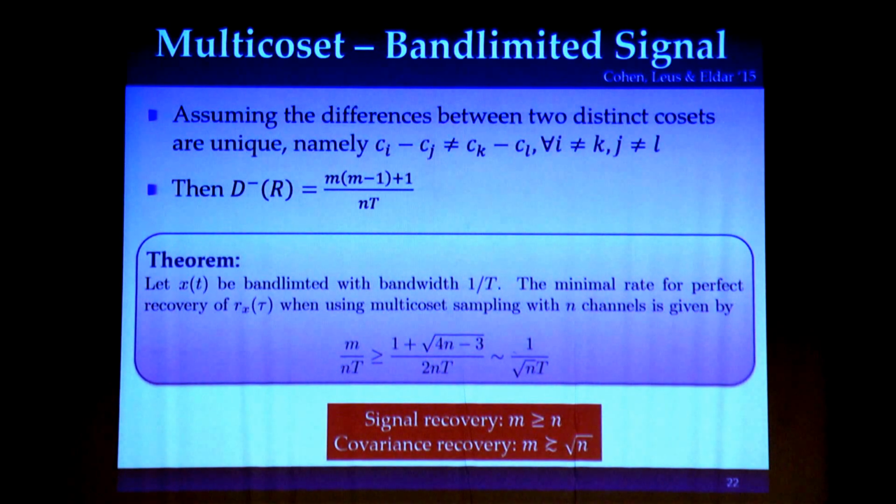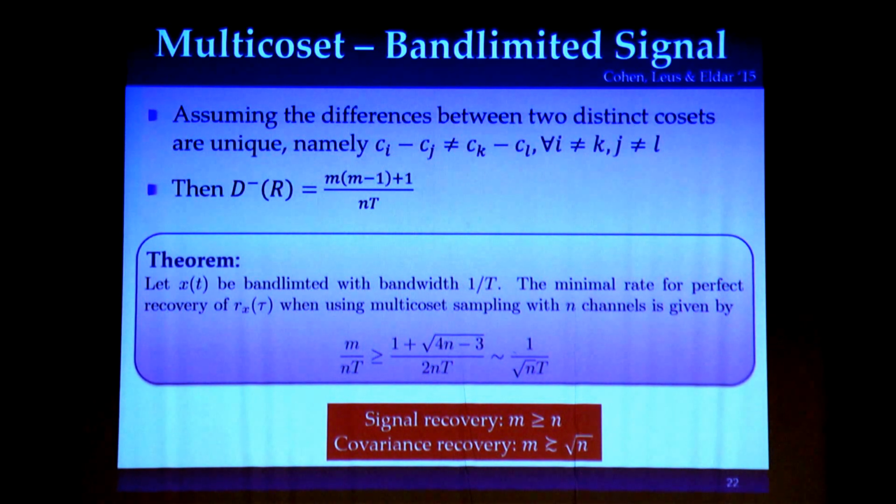And the conclusion is that for signal recovery, I need my sampling rate to be greater than Nyquist, which means that m should be greater than n. If I only want to recover the covariance, thanks to this power of 2 here, I only need the square root. So I only need m to be greater than the square root of n. So without assuming any structure on the signal, I gain a factor of the square root.